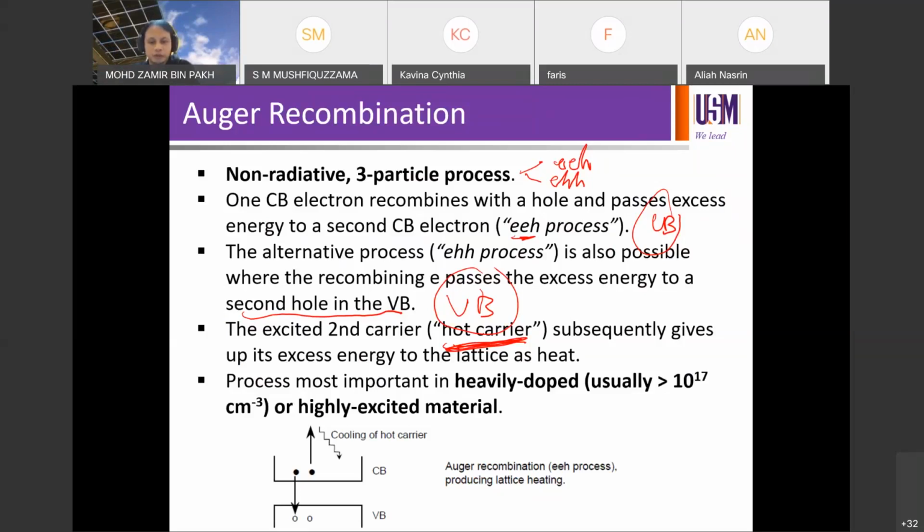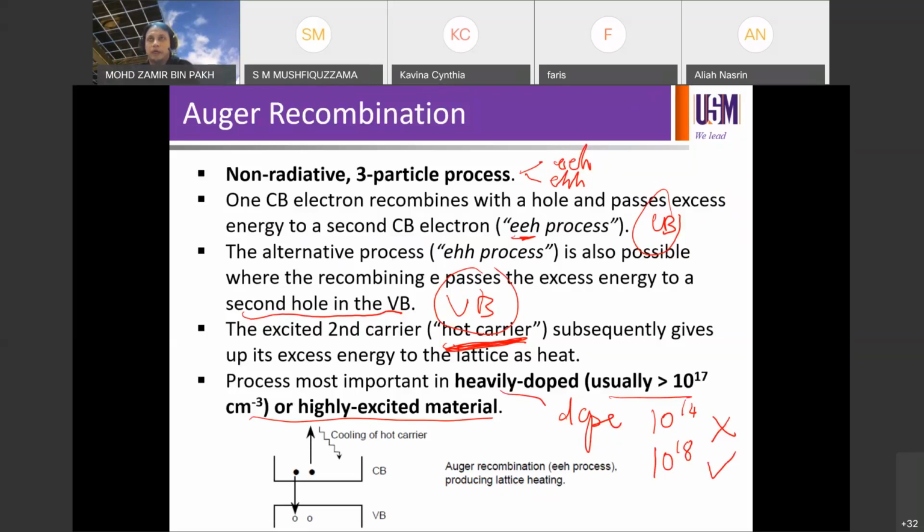So the process is most important in heavily doped semiconductor. So this process, the Auger recombination, only happens if you dope your semiconductor to above 10^17. Okay. So if you dope at 10^14, you're not going to have any Auger. Okay. So if you dope at 10^18, then you're going to have Auger recombination.